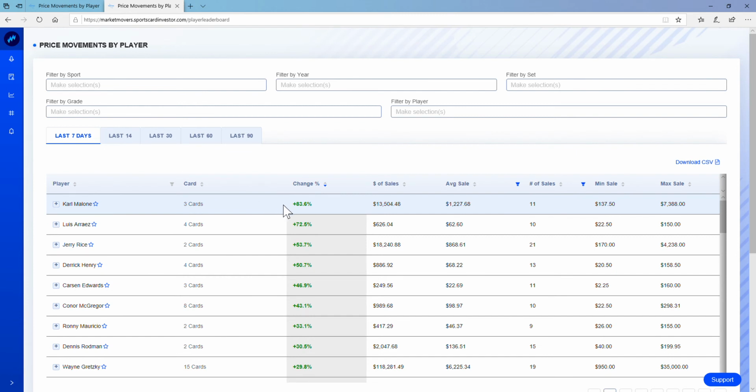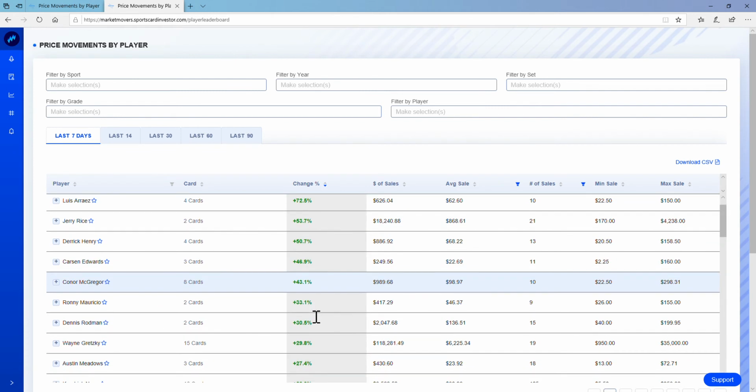7 days, 83%. Number 2, number 3, Jerry Rice. It's awesome to see some of these older football players getting some love here. I love to see that. Derrick Henry up 50%. Carson Edwards. I mean, it's kind of odd because a lot of basketball cards are down right now. Conor McGregor, huge. I mean, 43%. I think there's going to be a lot of room for growth in the UFC card market, so that should be fun.